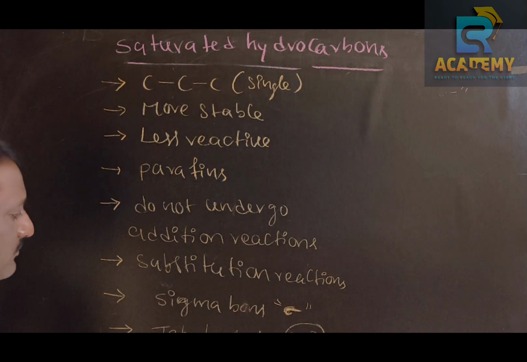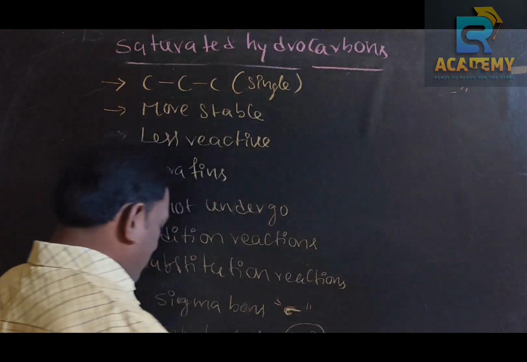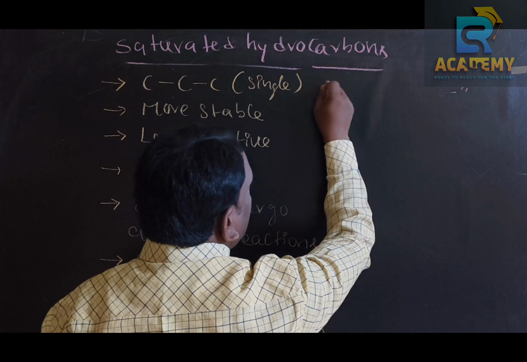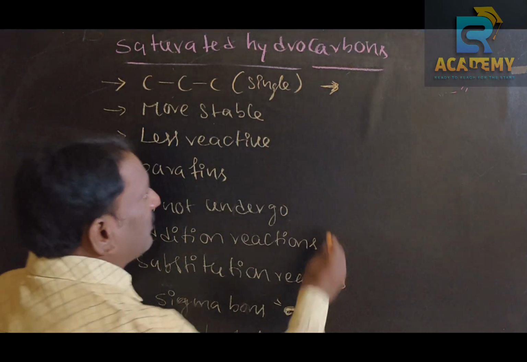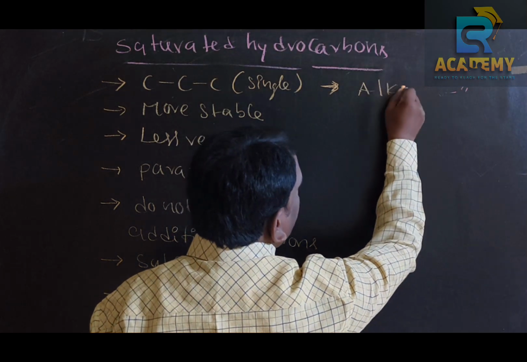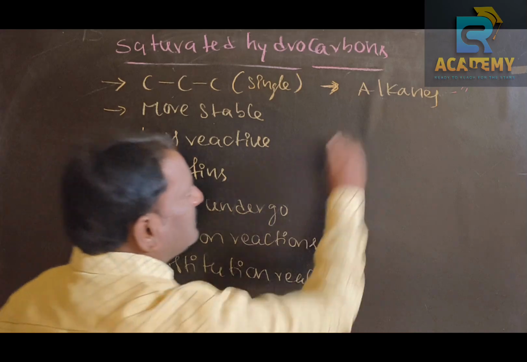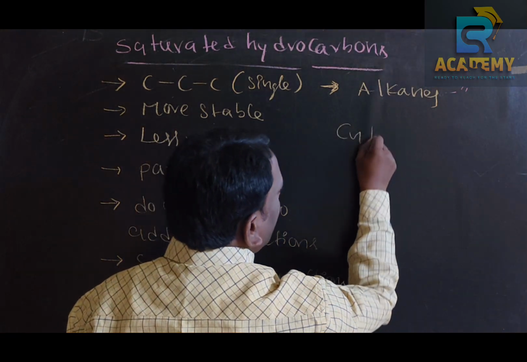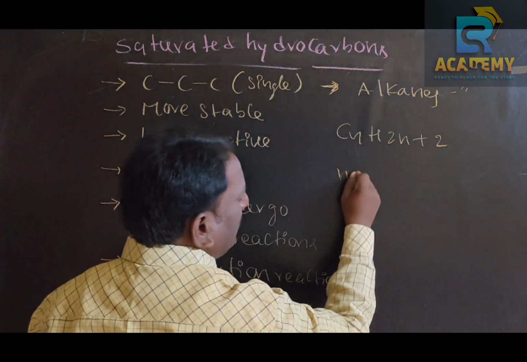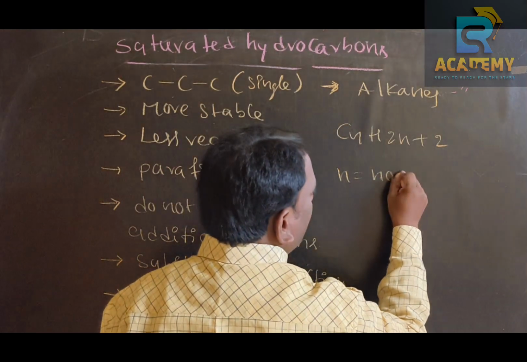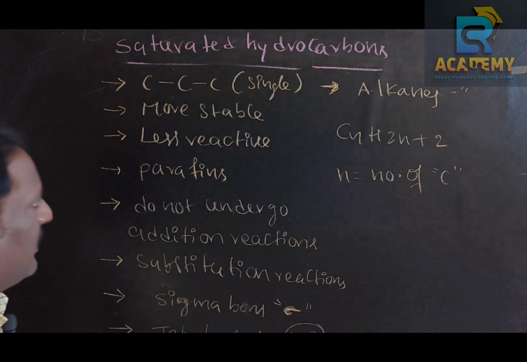Next one. So these saturated hydrocarbons are called alkanes. General formula for alkanes: CnH2n+2. Here n equals the number of carbon atoms.